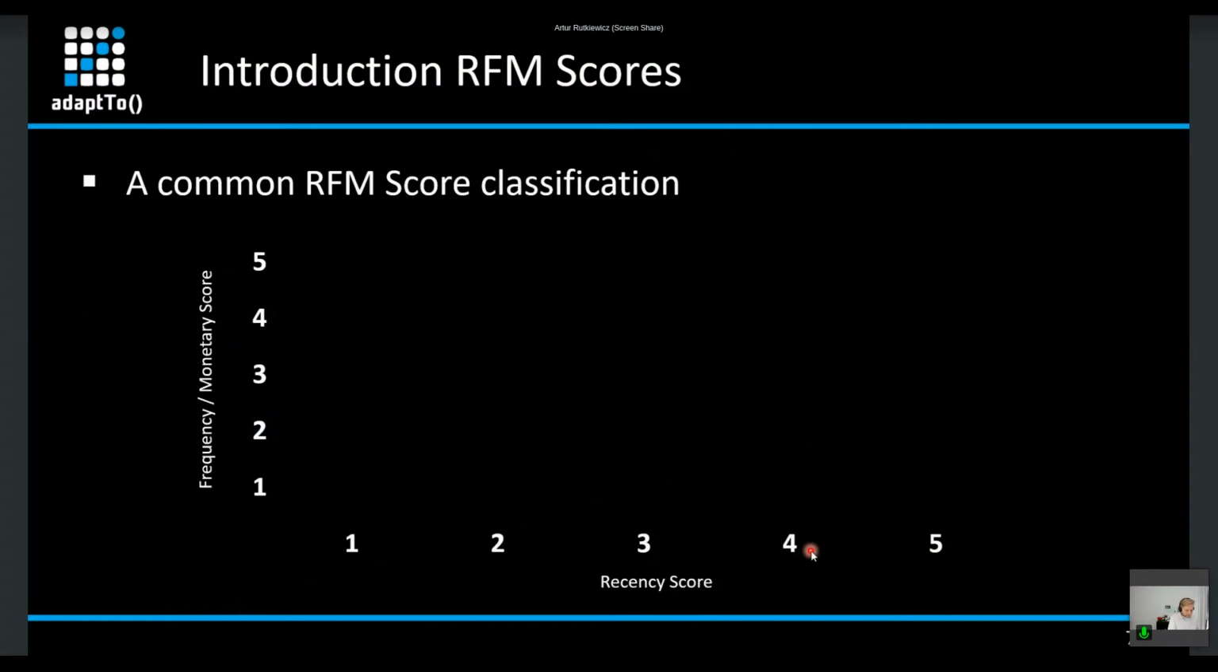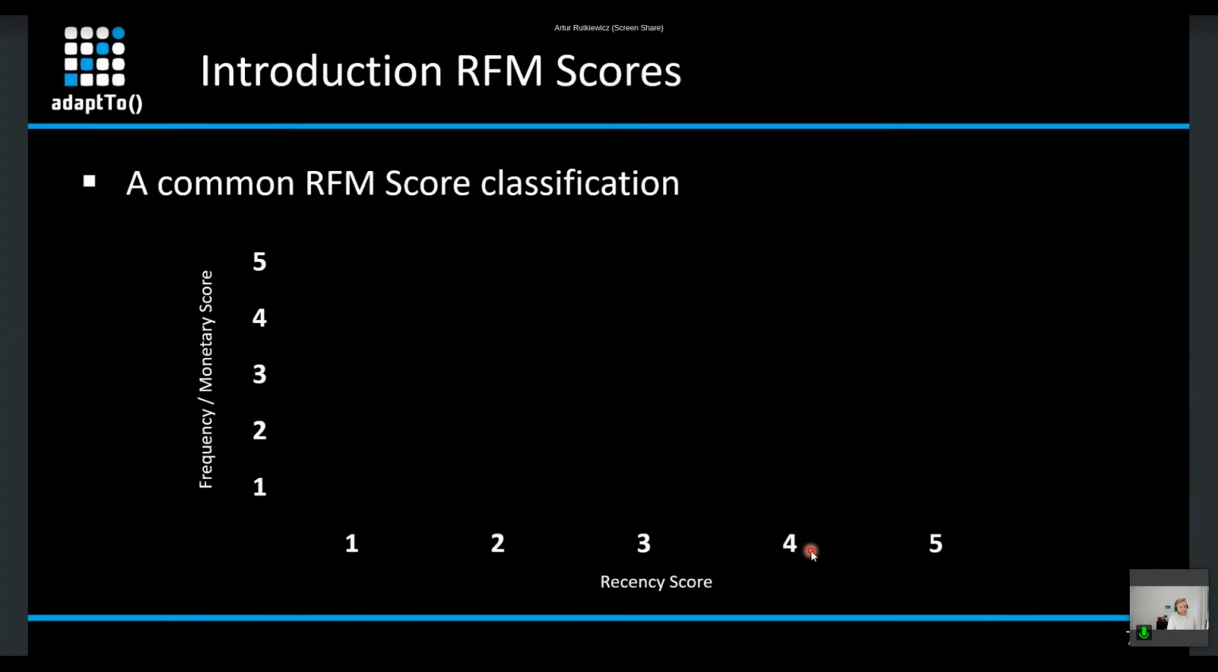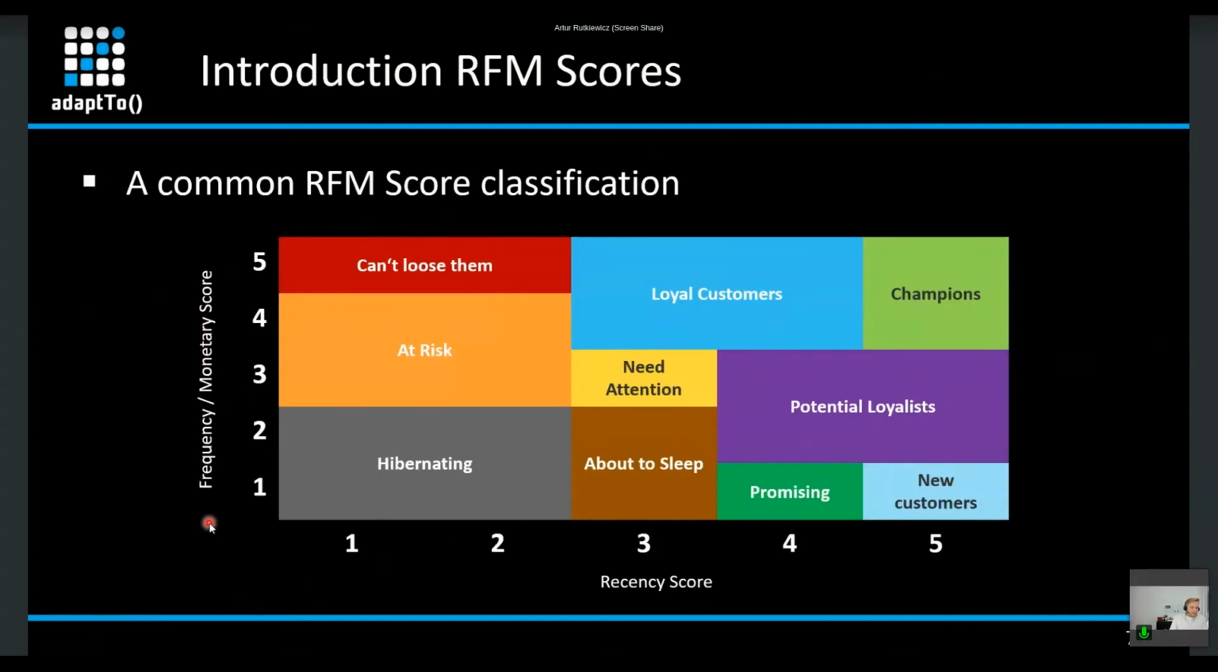And the last slide regarding the scoring. So it's possible to classify those scores. So if you see on the bottom, you have the recency score and the frequency and monetary score, the combined one. You can put it into a graphic like this. And if you classify those scores, you will easily understand how they are working.